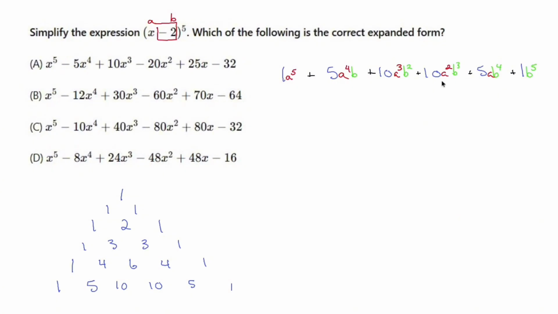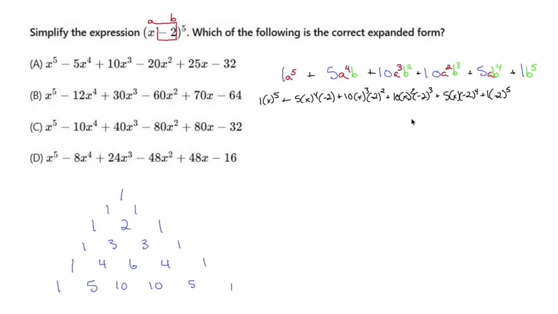Now let's plug in what we have. 1 is 1, A is x, x to the fifth, plus 5, A is x, x to the fourth, B is negative 2, plus 10, A is x, x to the third, B is negative 2 squared, plus 10, A is x, x squared, B is negative 2 cubed, plus 5, A is x, B is negative 2 to the fourth, plus 1, no A, B is negative 2 to the fifth.